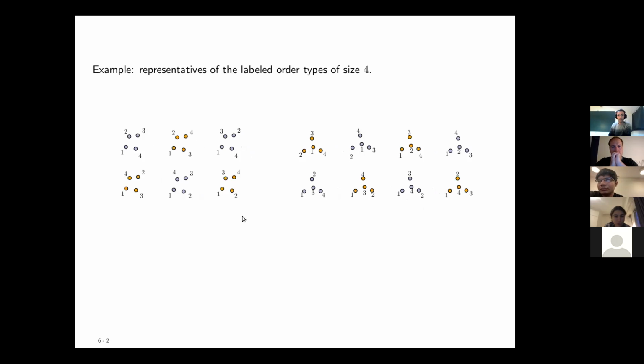As you can see, they split up into 6 labeled order types where the points are in convex position. And each time, of course, you could label the points differently. You could apply a circular permutation of the labels, and you would end up with the same labeled order type. And there are 8 where the points form a triangle with a point inside. Okay, and already here you can see that giving up on the labels, which is what we do in the next step, there will be some different treatment depending on the shape of the points.